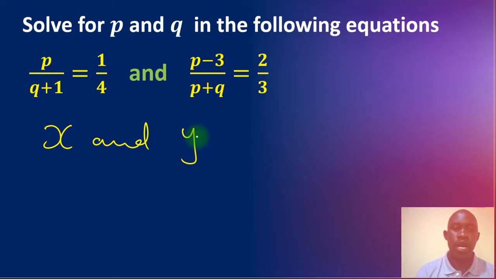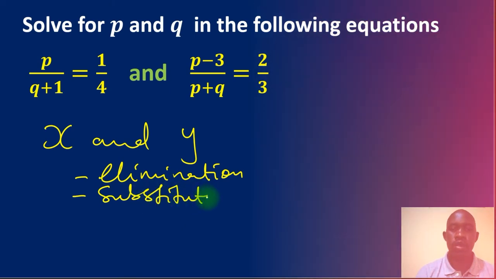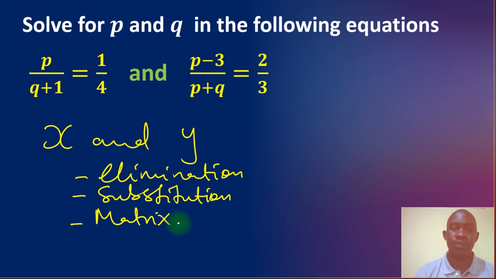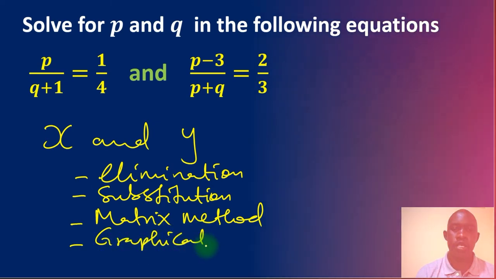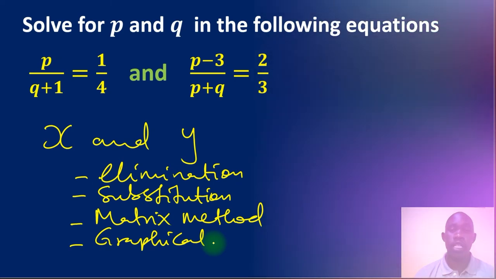And those methods: we have the elimination method. Elimination method is one of them. Then we have the substitution method, which is another method of solving simultaneous linear equations. The other method is the matrix method, and also the graphical method. You should be conversant with all these topics of solving simultaneous linear equations given two unknowns or two variables.